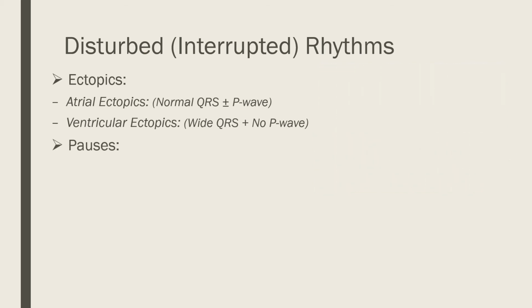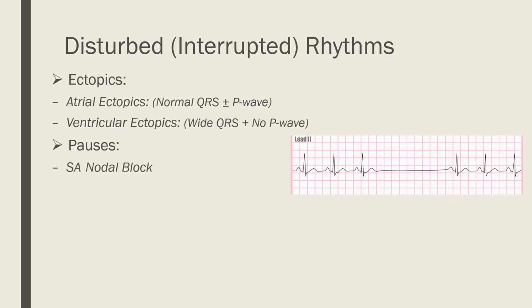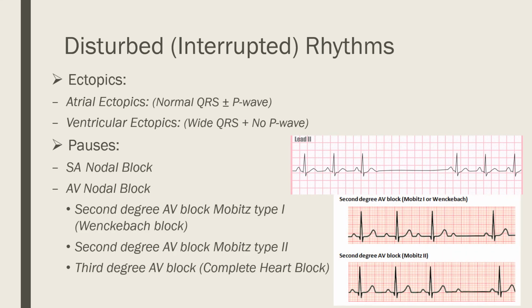The second type of interruption is pauses. We have pause due to sinoatrial nodal block, in which there is a straight baseline with no P wave and no QRS complex. And we have AV nodal block, which has different types, as you know: first degree, second degree, and third degree AV block. In this type of pauses, we have the second degree AV block, Mobitz type 1 or Mobitz type 2, or the third degree AV block.